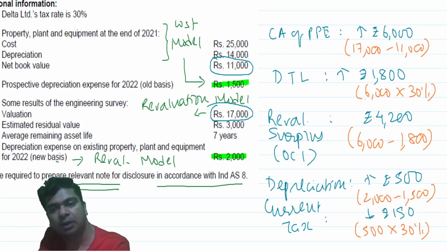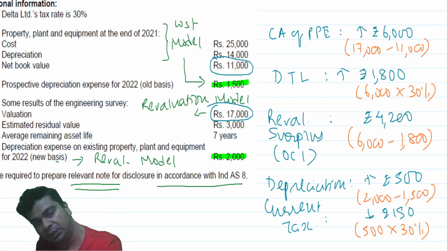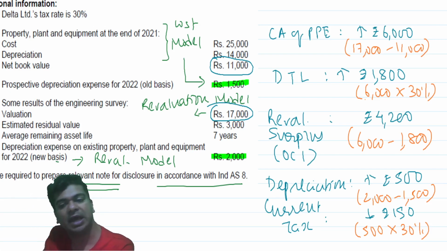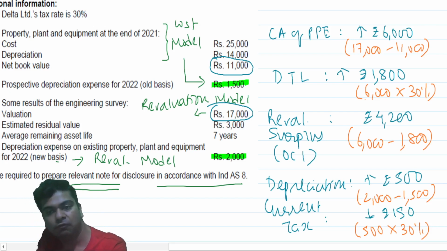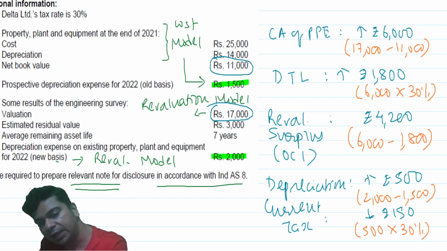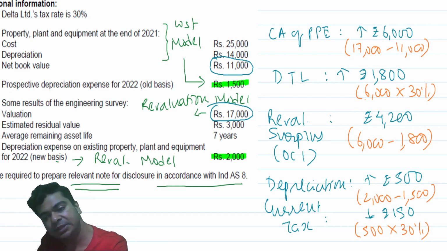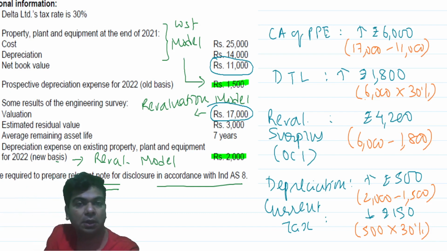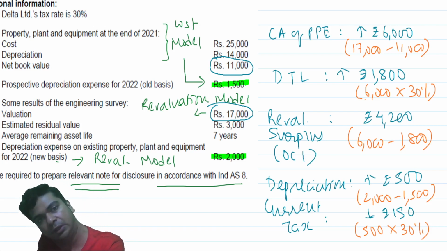I hope you are comfortable with these figures. 17,000 compared with 11,000, your carrying amount will increase by 6,000. 6,000 into 30%, your deferred tax liability will increase by 1,800. Revaluation surplus 4,200. We have to take a net of the tax requirements. Basically, you will record both. You will first say 6,000 and then taxation 1,800, net 4,200. And depreciation is increasing by 500. And if depreciation increases, your tax expense for the year, that is the current tax liability for the year, should reduce.